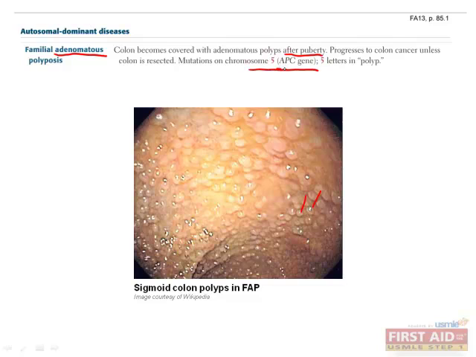Gardner's syndrome, which is described in the GI chapter, is also caused by mutation in the APC gene, but can be distinguished from familial adenomatous polyposis by the presence of osteomas or bony growths on the mandible or skull.